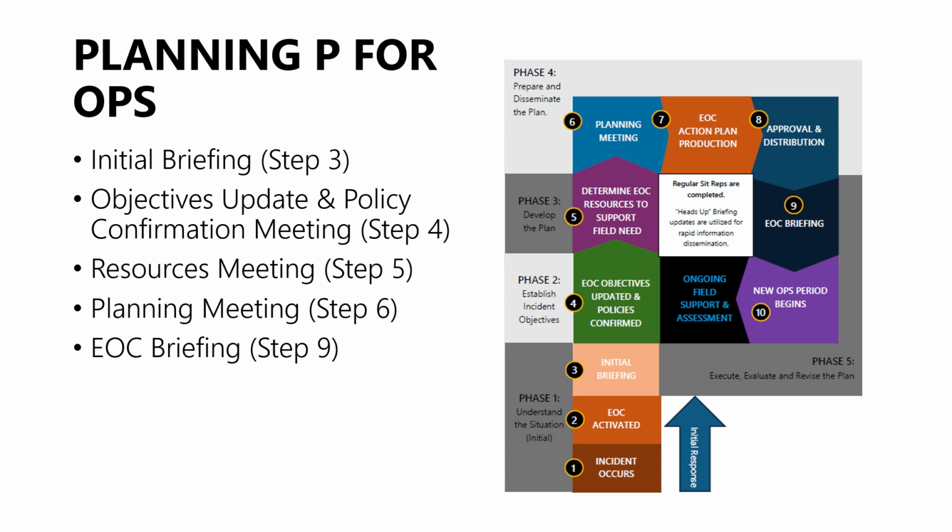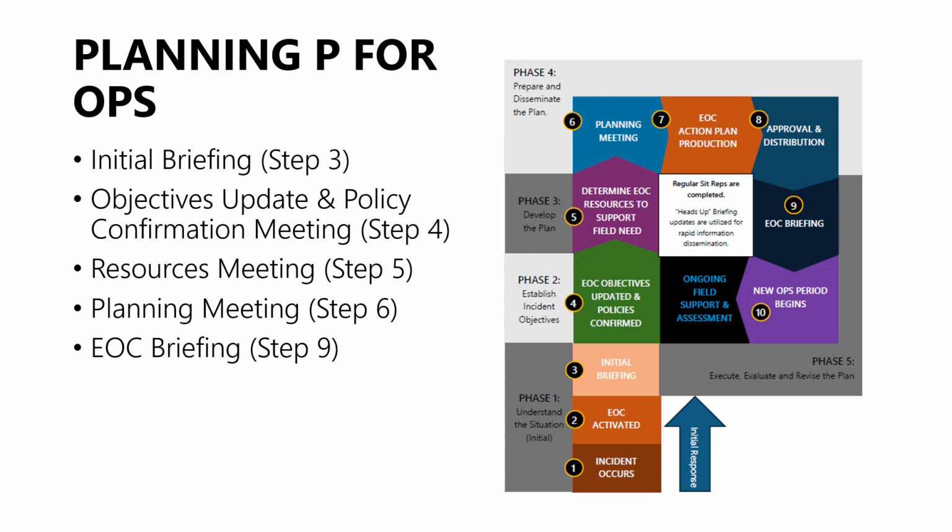In step 6, we see the planning meeting. The purpose of this meeting is to validate the EOC action plan components, starting with the objectives, the policies, authorities, resources, etc. The outcome is the validation of that EOC action plan, and the planning section coordinator begins coordinating the preparation of the action plan documents.